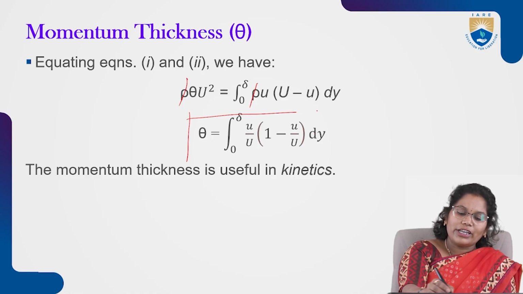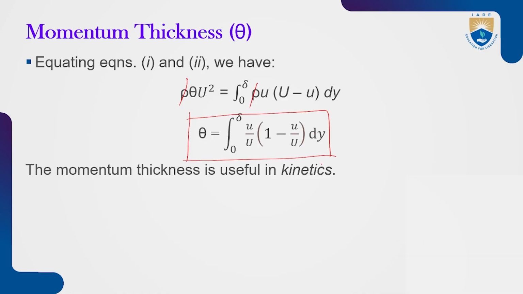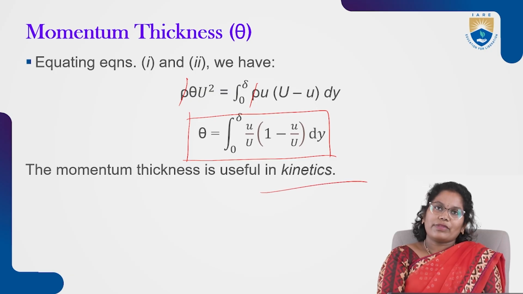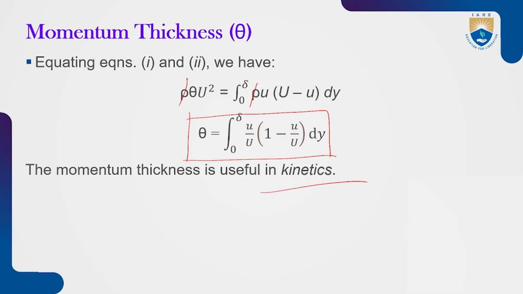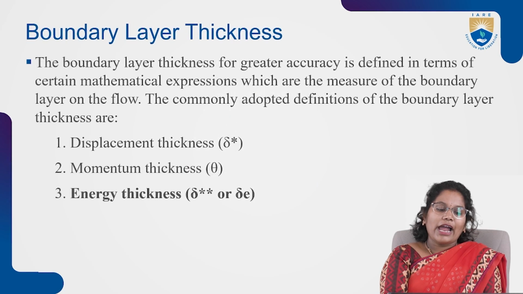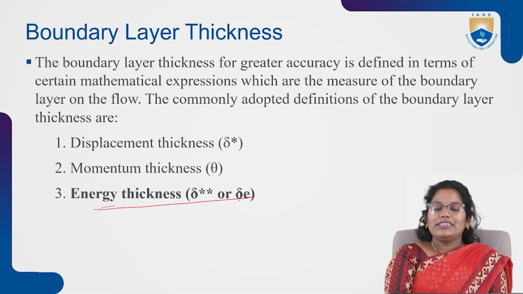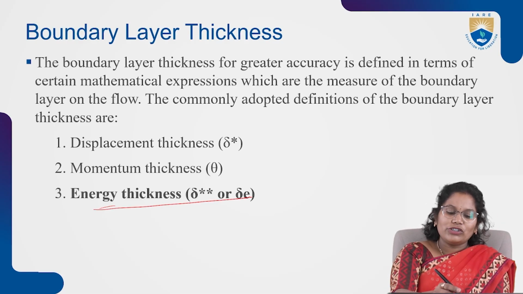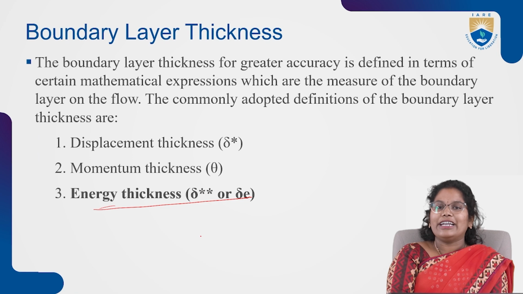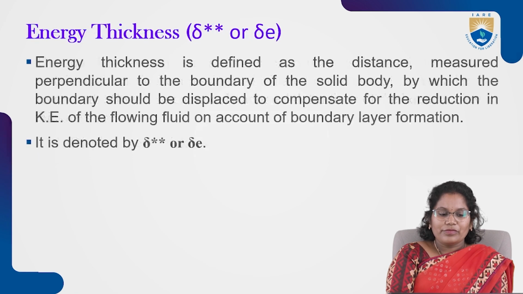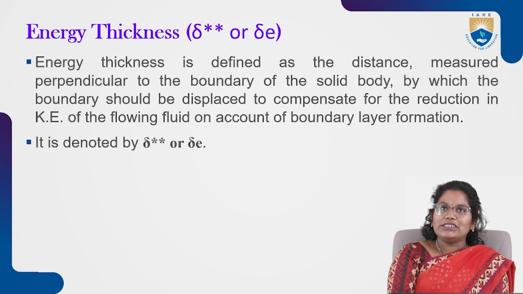This is the momentum thickness, and it is useful in kinetics. This is the second type of boundary layer thickness. And now we are looking at energy thickness, which is denoted by delta double star or delta E.